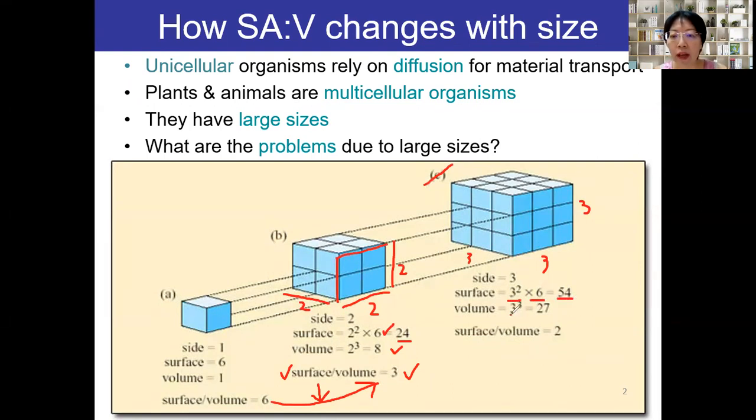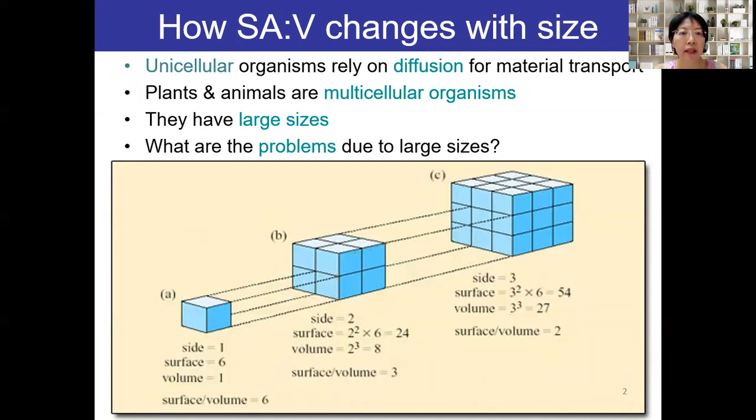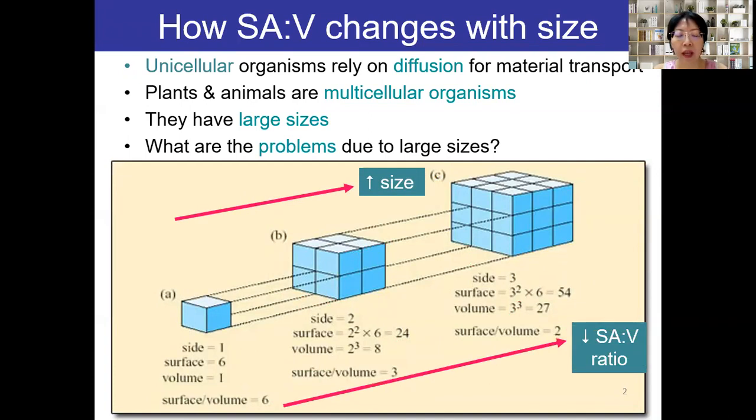The volume is 3 times 3 times 3, which is 27. So surface area to volume ratio is 54 over 27, which equals 2. Again, you see from here to here, the surface area to volume ratio drops even further. So from this calculation, we can say that as the size of the organism increases, the surface area to volume ratio will decrease.